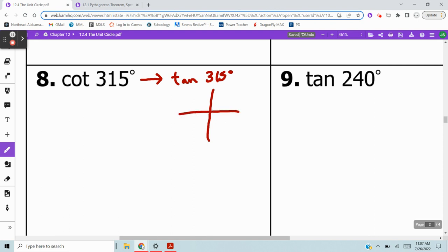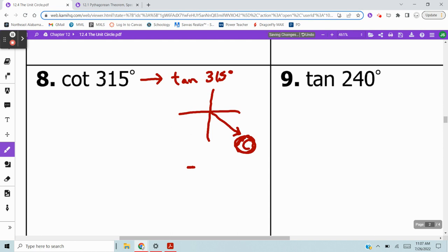So we are going to simply draw 315. This is 270 and 360, so we're somewhere down here. It doesn't matter how exact you are as long as you're in the right quadrant. All students take calculus. Cosine is positive, so therefore tangent will be negative. The only thing that's positive here is cosine.